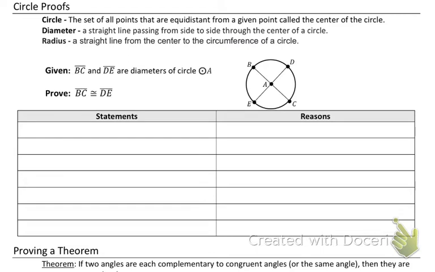So we are given BC and DE are diameters of circle A. We need to prove that BC is congruent to DE. It's actually relatively easy to do. So let's go ahead and do the point we're all going to get. You better get this on the test. And that is BC and DE are diameters. And I'm going to stop there. I'm just going to put they are diameters. That's good enough for me. And that is our given.